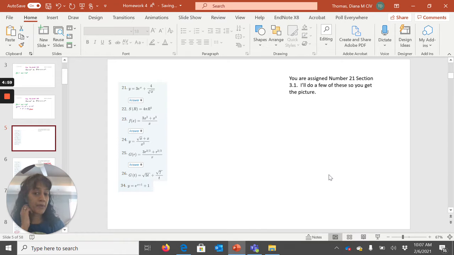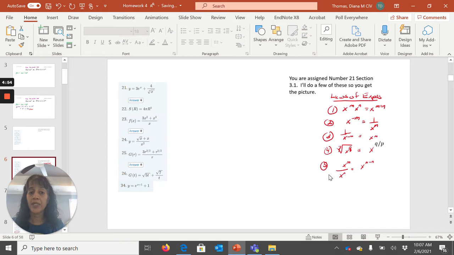All right, so I'm going to do a couple of these to help you with number 21. The first thing I really recommend is to make a note card with the laws of exponents, which I've written to the right. I'm not using my iPad pen, so it doesn't look as nice, and I actually messed up my Q over P. But you're going to use this so much, so if you commit these to memory right away, it's going to help you.